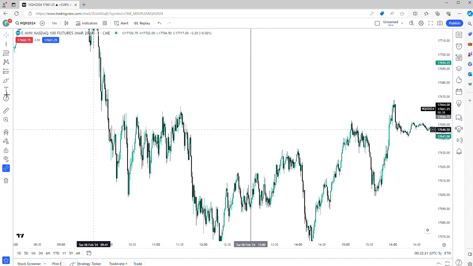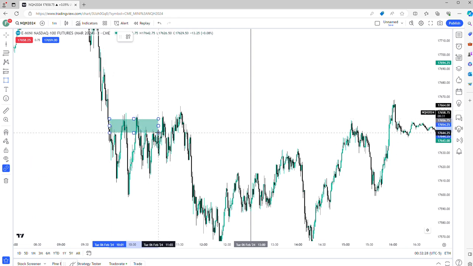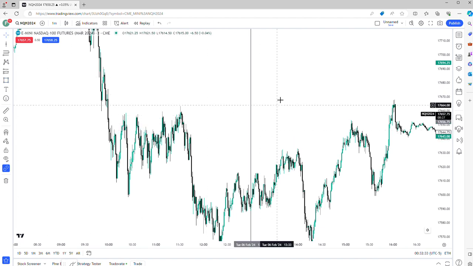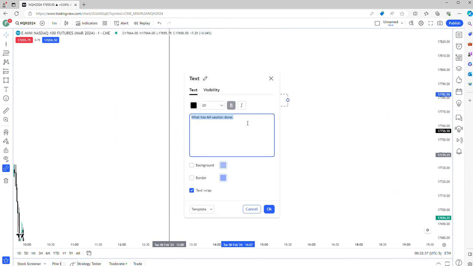Now, if I look at the AM session, or even just the silver bullet from 10 o'clock till 11 o'clock, well, guess what? That is horrible. Absolutely horrible price action. So often what happens, to add on to these points, is that if the AM session performs poorly, the lunch hour or the PM session should deliver. Really, really important to consider.